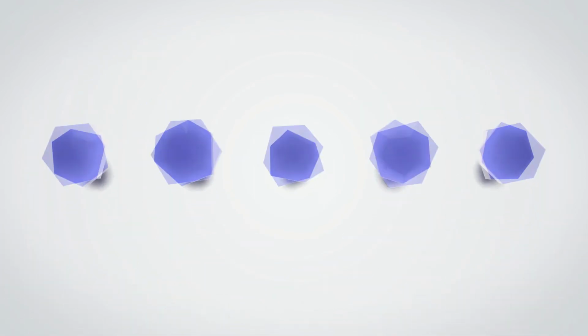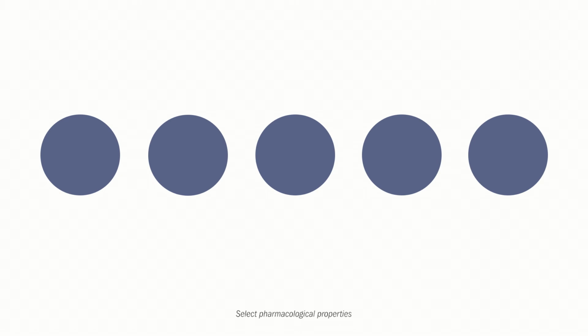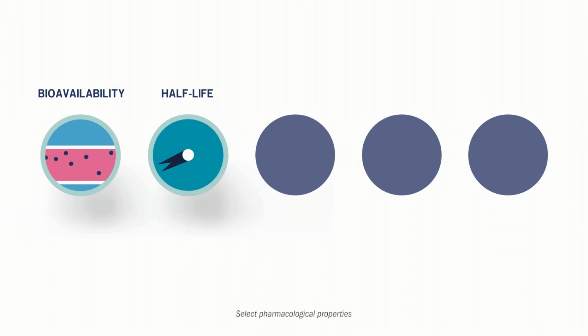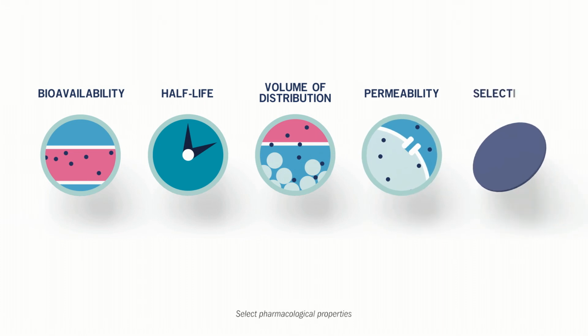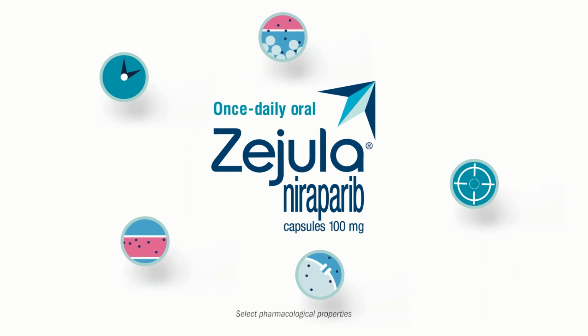To achieve the required tumor exposure, a PARP inhibitor could have a number of pharmacological properties. It should make it into the bloodstream and be around long enough to have a durable effect. Get into the target tissue, the tumor cell, and stay there to selectively inhibit PARP activity. Zejula has all of these properties.